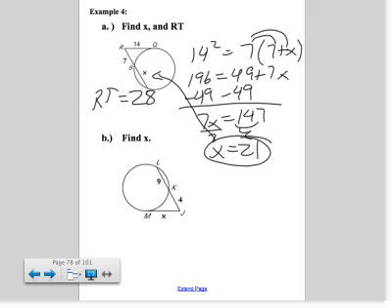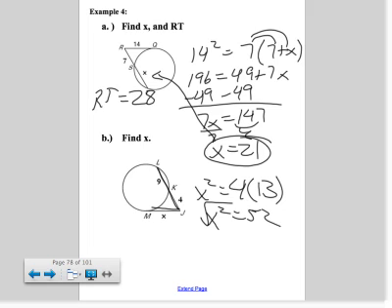Part B here, same idea. Okay, you have a tangent segment and you have a secant segment, so you have your tangent segment squared equals outside times the whole thing. So x squared equals 4 times 13, which is 52. So x equals the square root of 52. And again, you could get a decimal equivalent if you want, but since that's not a perfect square, we don't have to worry too much about that.